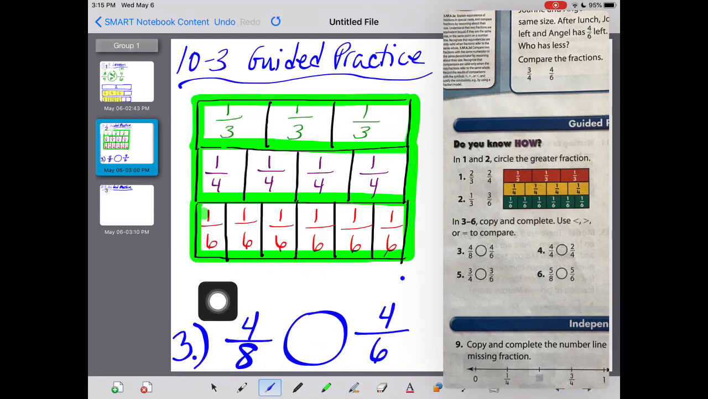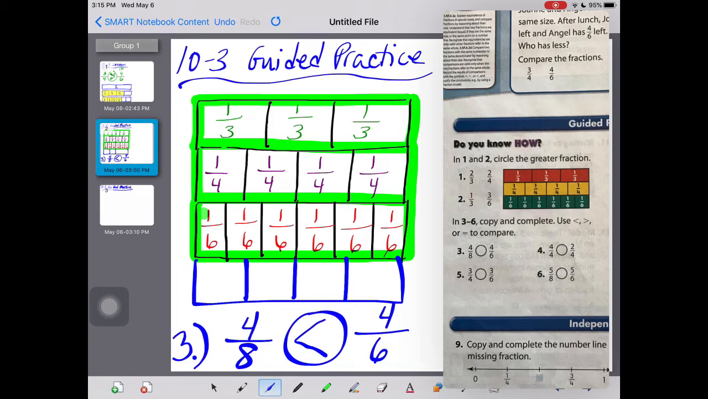So if you have 4 of the 6 compared to 4 of the 8ths, I think that 4/8 is going to be less than 4/6. But let's prove it. Boom, boom, boom. And let's divide that in half. And let's divide those in half. Those are 4. And now we have 8ths.